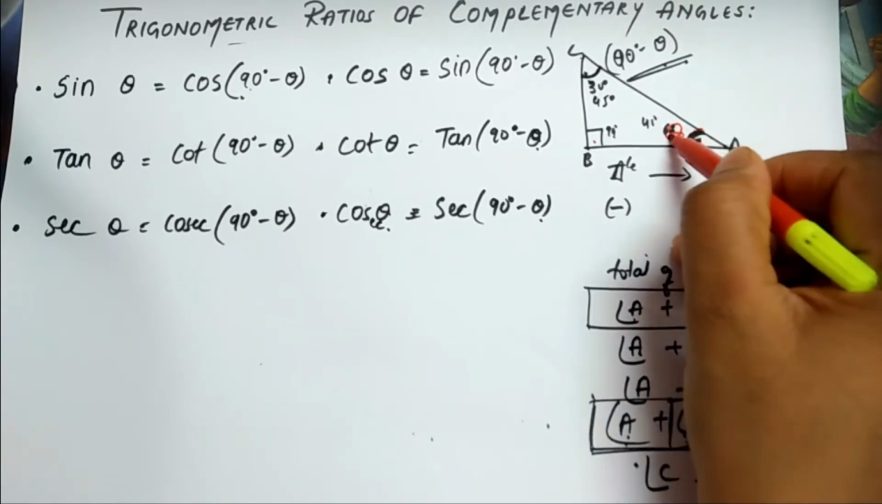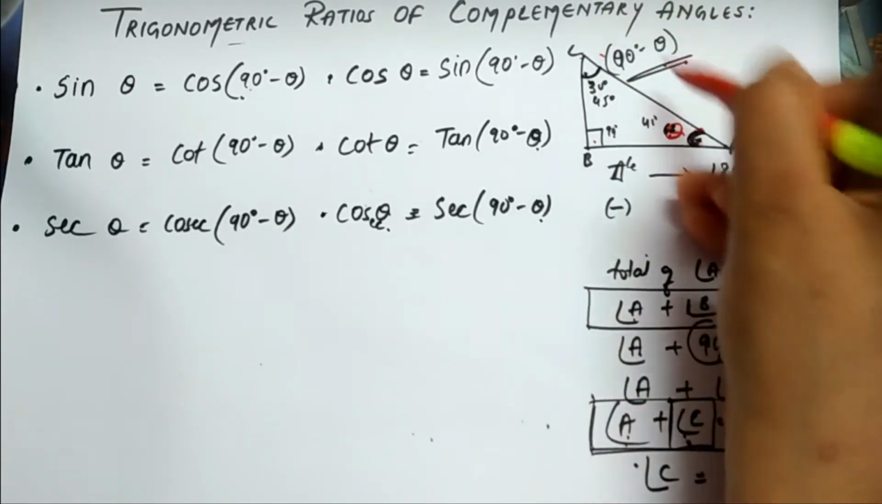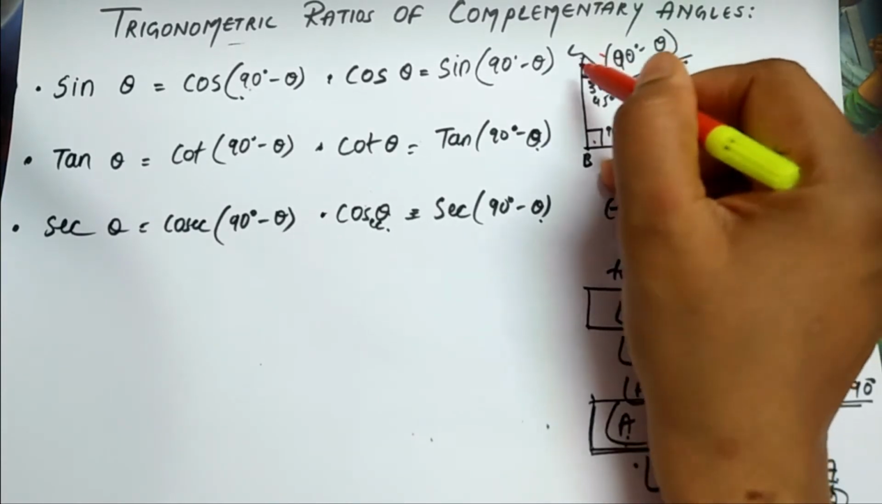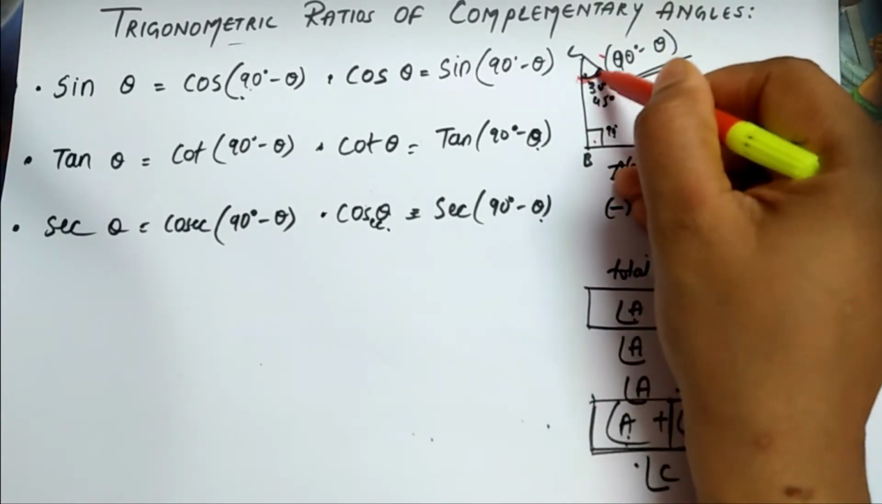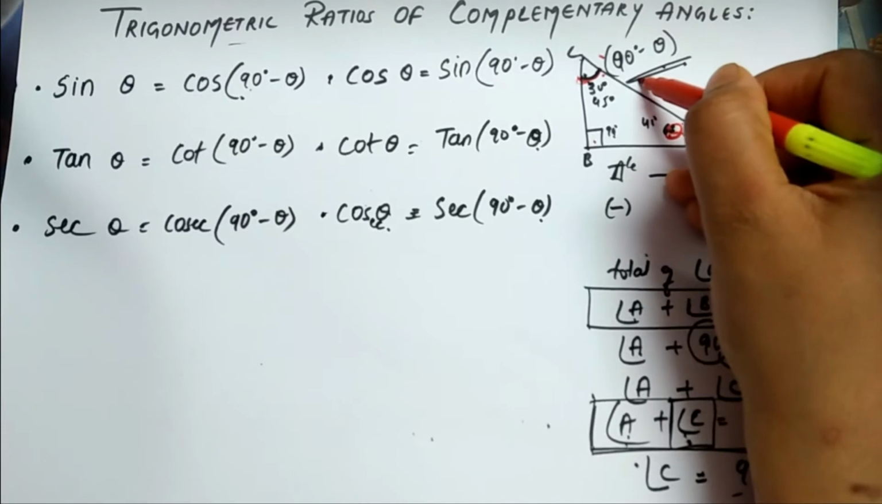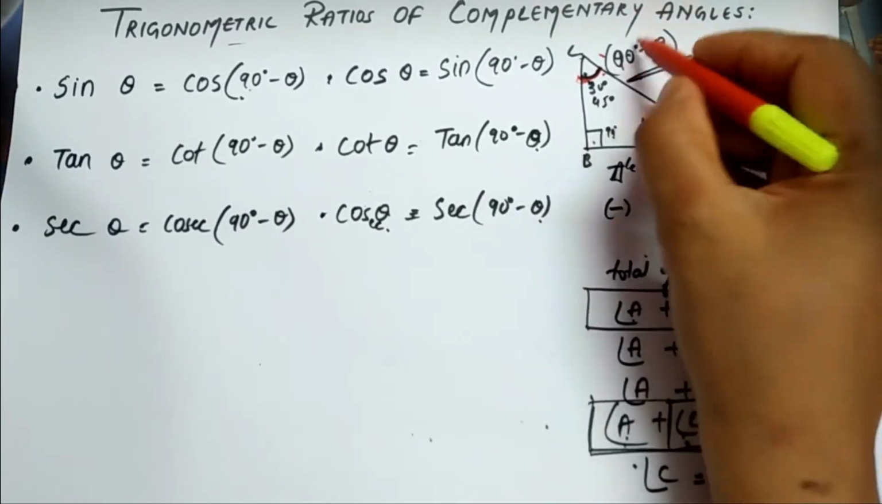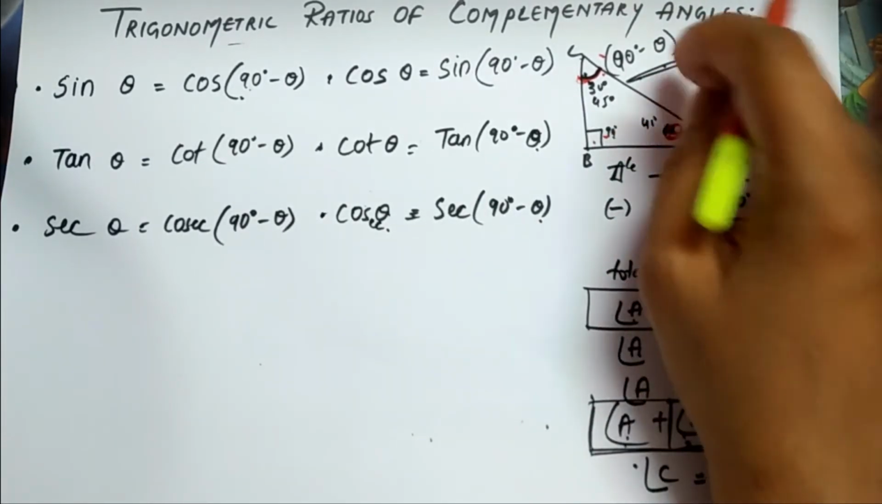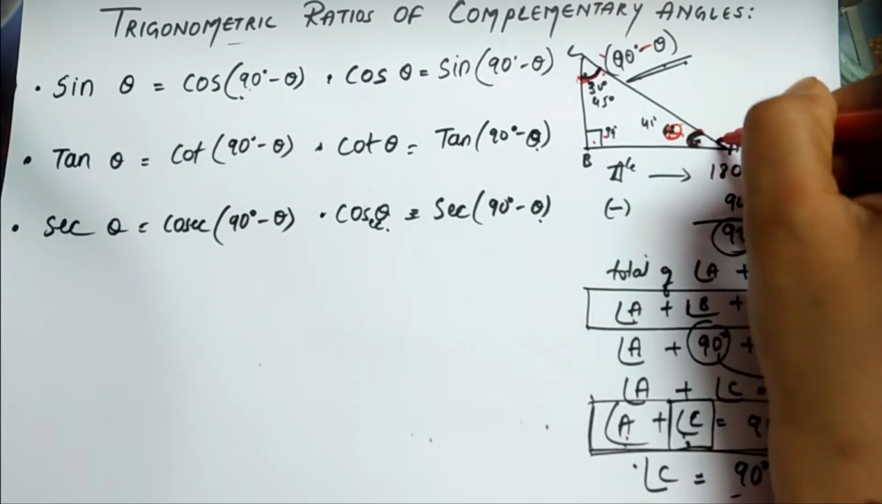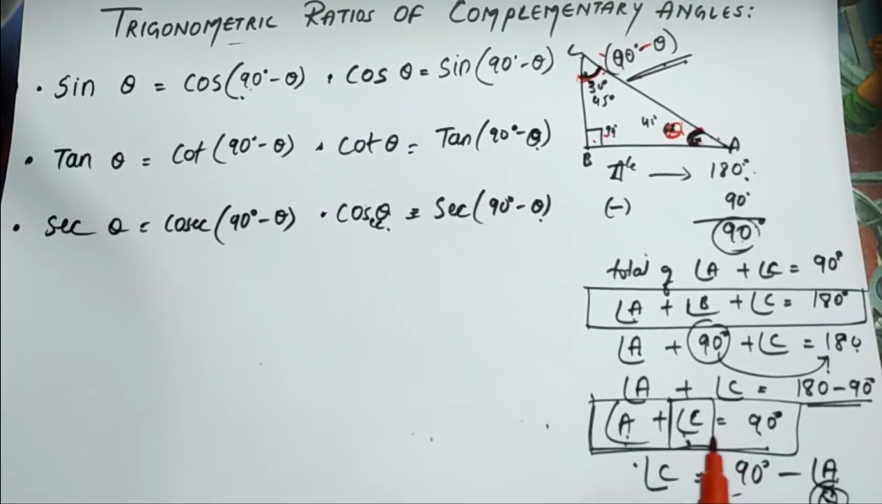Because this is already 90 degrees and the rest will be left over as some theta. If this is some theta, any number, the other angle which is left over, that complementary angle, since this is gone, will be nothing but 90 minus theta, right? Okay, now let's remember a trick for remembering it in examination.